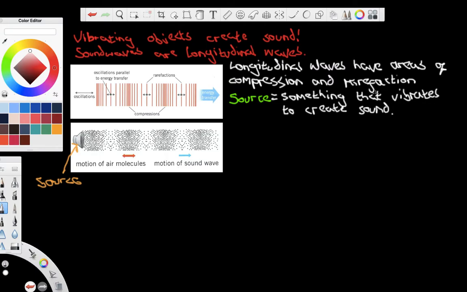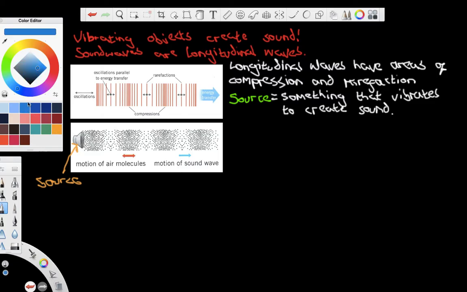Okay, so this is something that vibrates to create sound, and in this diagram we've got a speaker that is vibrating, causing vibrations to create sound. We get this compression and rarefaction of particles in a medium which creates sound waves.